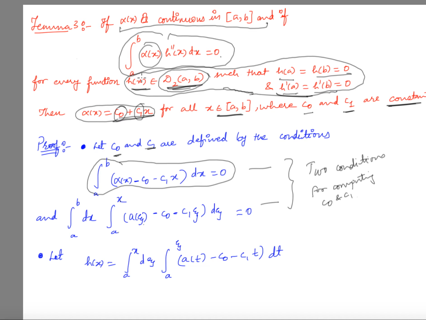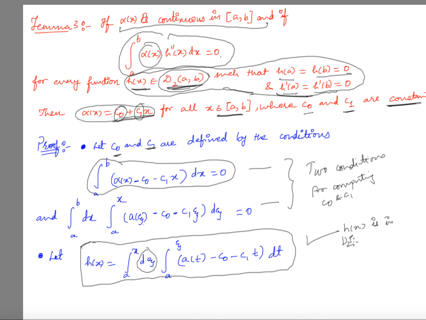And now you need to have h of x which is in the space D2 ab and which satisfies these four conditions. So this is that h of x. This is how I am choosing my h of x: h of x is the integral from a to x of the integral from a to zeta of alpha t minus c naught minus c1 t dt, which will be a function of zeta, and then I integrate this with respect to zeta from a to x, not from a to b. So it is easy to prove that this function h of x is in D2 ab. It means that you have to prove that this is a twice differentiable function, and in fact the second order derivative is continuous. That we can prove using simple calculus.